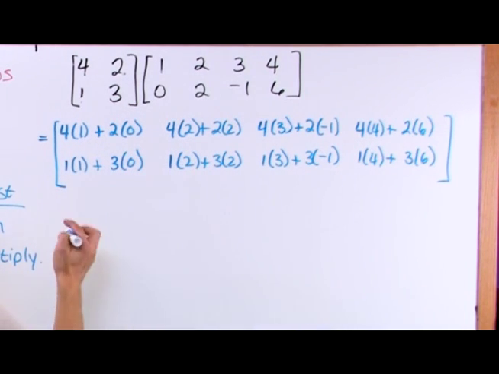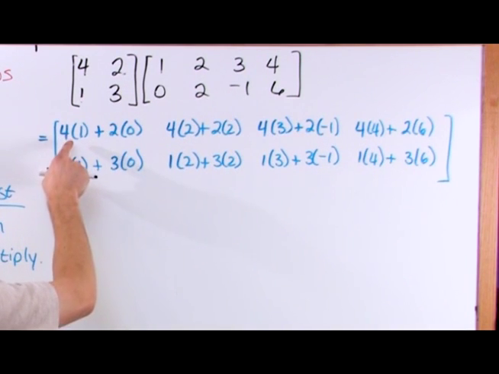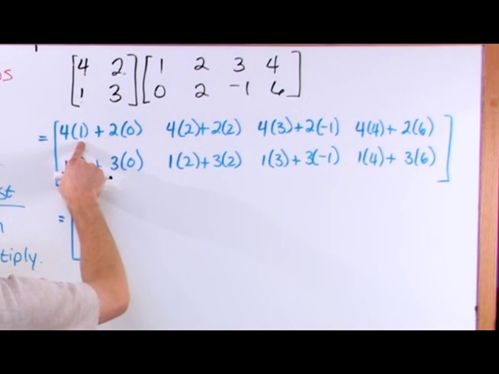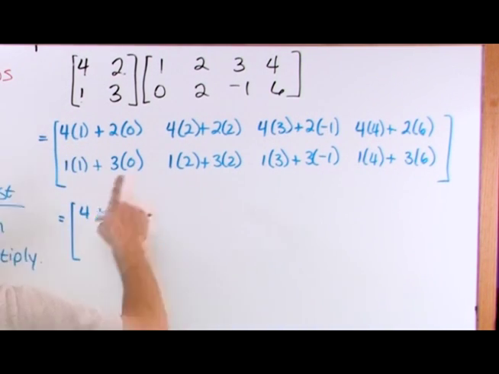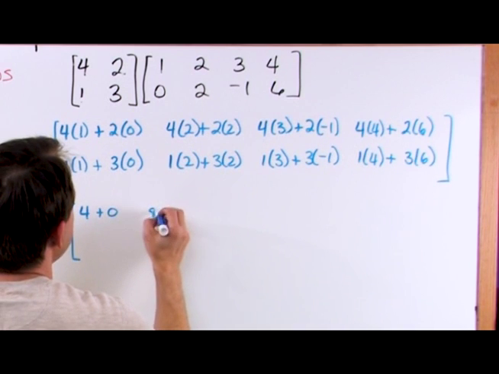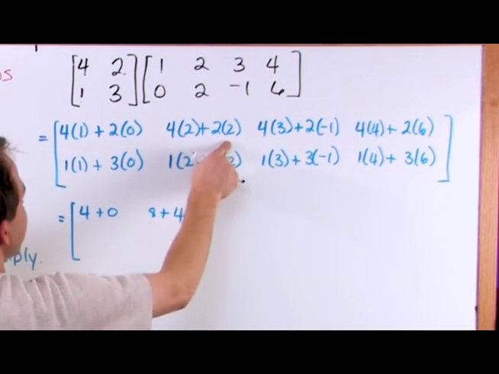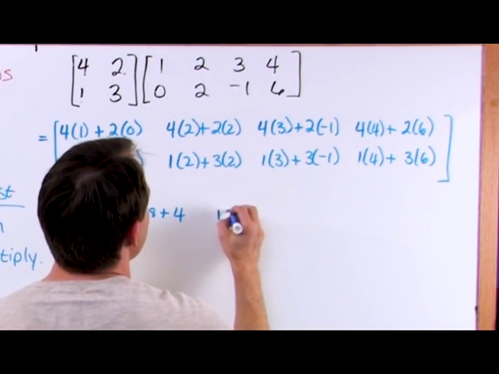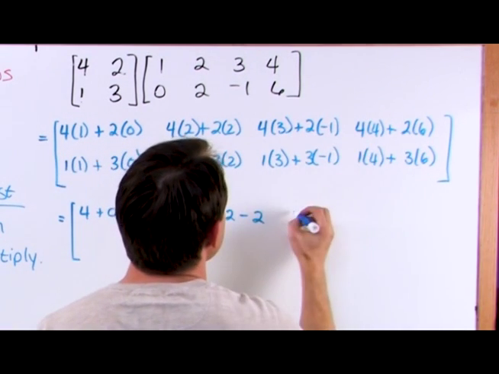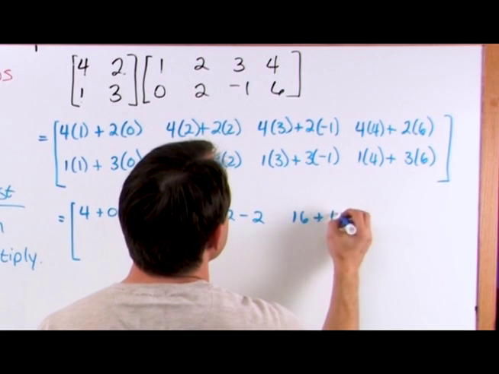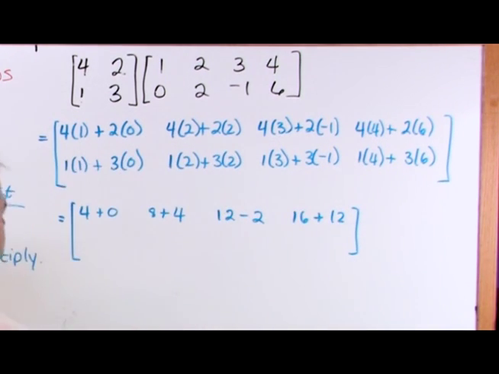So at this point it just becomes very simple. You just add these things together. What you're going to have here, 4 times 1 is 4. So I'm just going to go ahead and write it 4 plus 0 just for full disclosure. 4 plus 0. Over here, 4 times 2 is going to give me 8 plus 4 here. Here I'm going to get 12 minus 2, 12 minus 2. And then over here I'm going to have 16 plus 12. That's going to be the end of my bracket there.